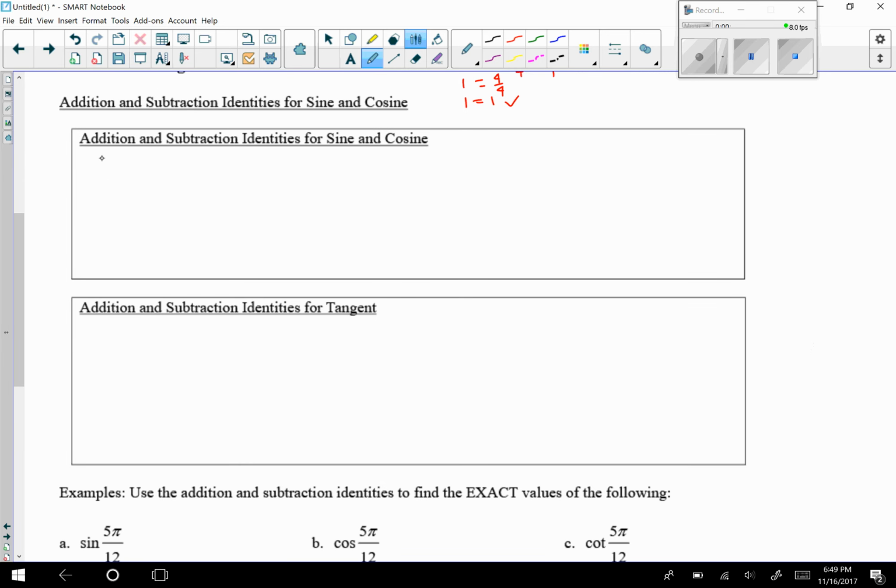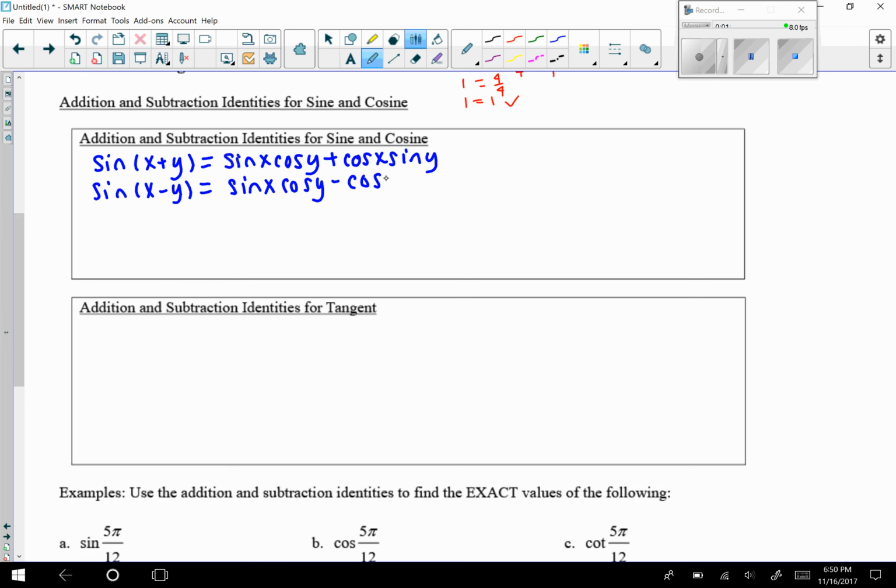So the addition identity for sine is the sine of x plus y is equal to the sine of x times the cosine of y plus the cosine of x times the sine of y. And the sine of x minus y is equal to the same thing as we just wrote, except we're going to use a subtraction sign.